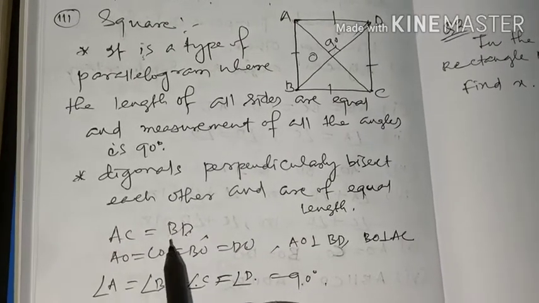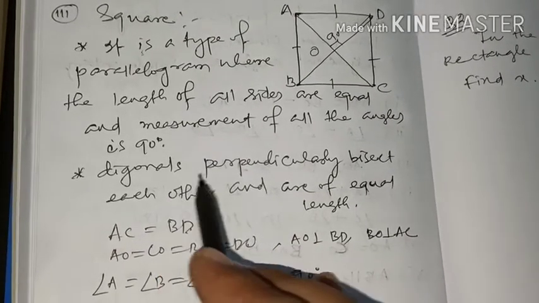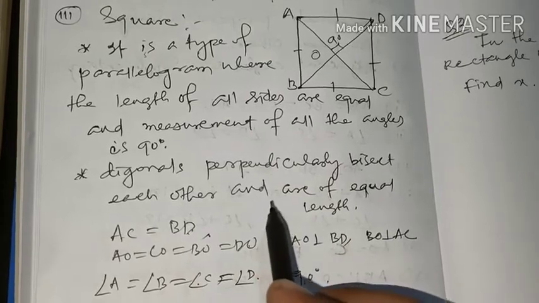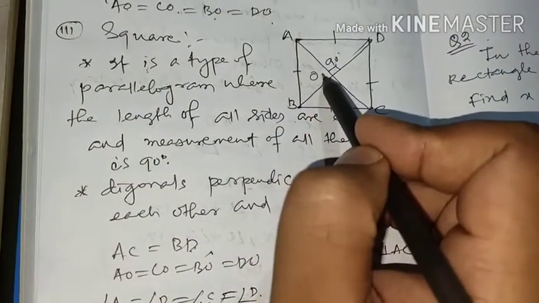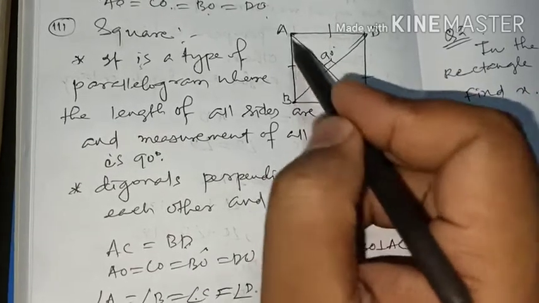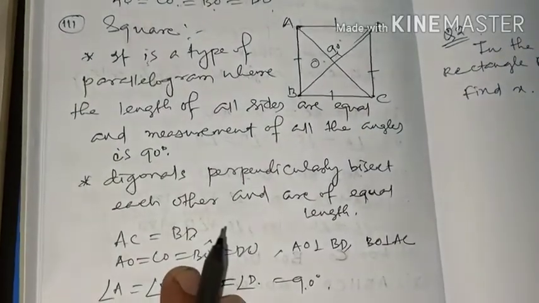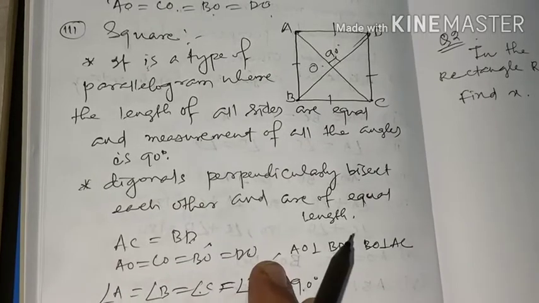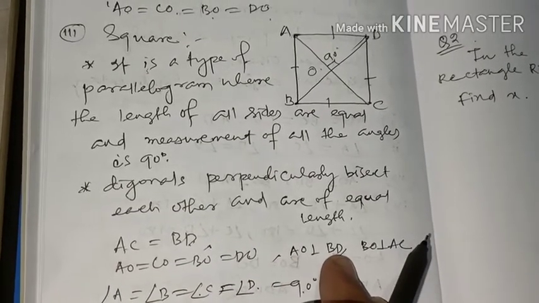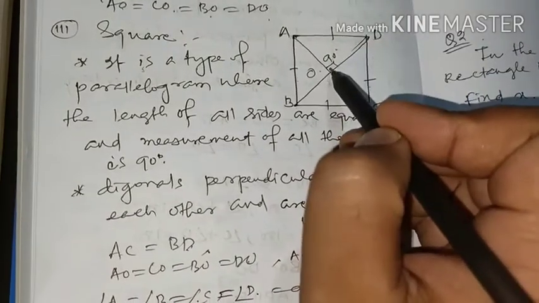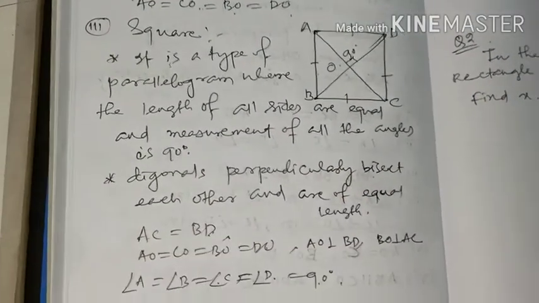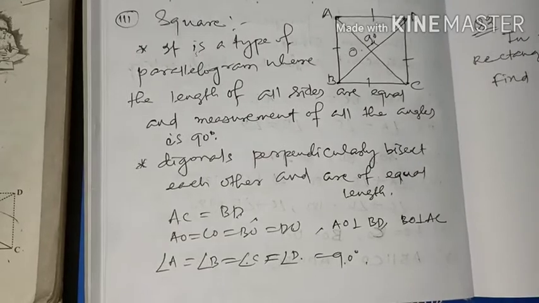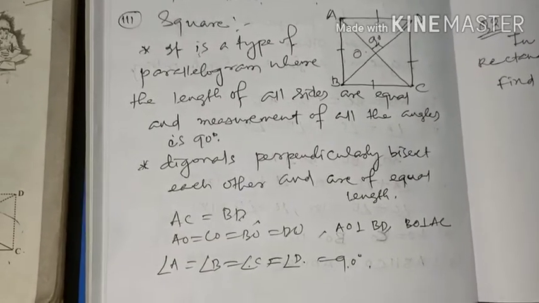AC is equal to BD, and they perpendicularly bisect each other. The diagonals perpendicularly bisect each other, so that AO is perpendicular to BD and BO is perpendicular to AC. So AO is equal to BO is equal to CO is equal to DO. Here the measurement of this angle is equal to 90 degrees. So all these are the properties of a square.